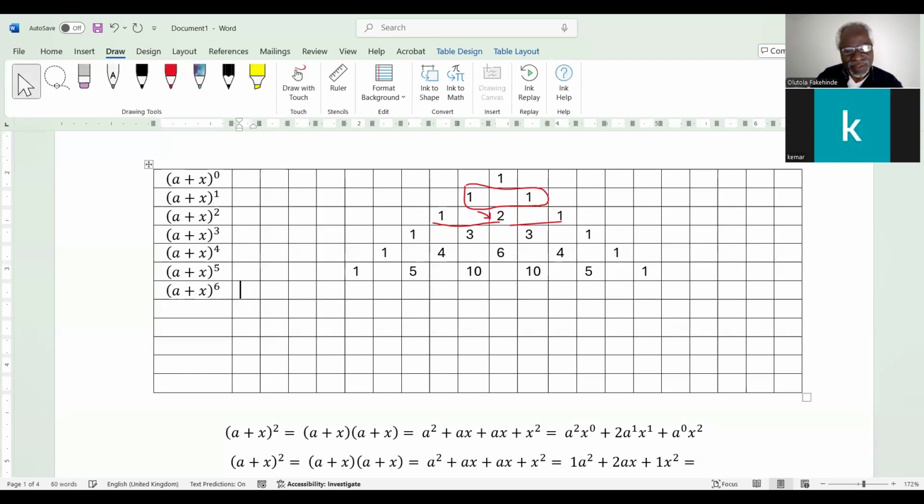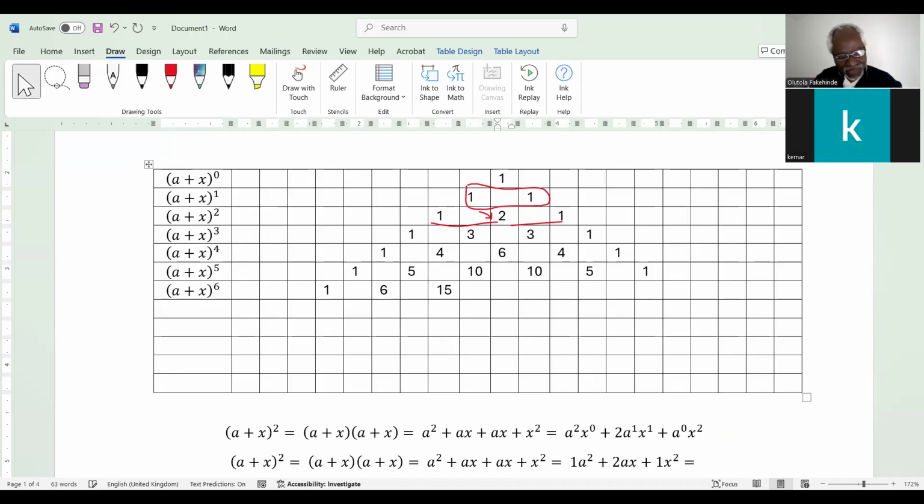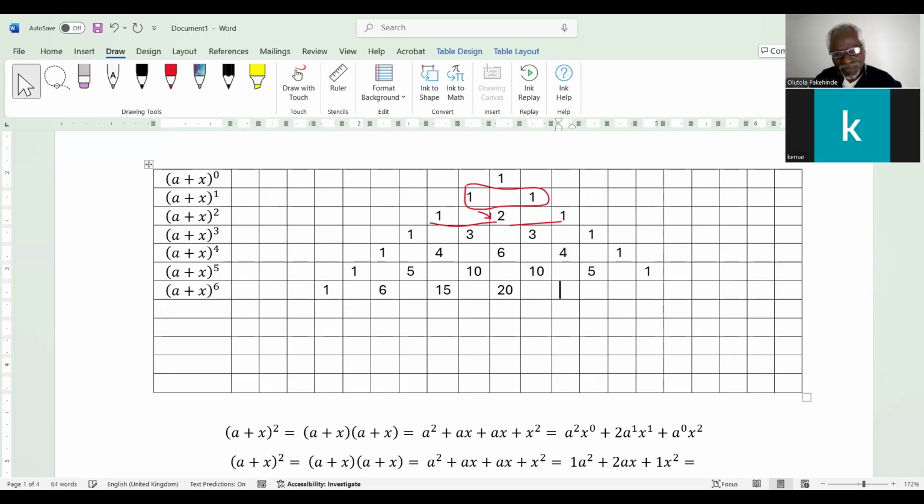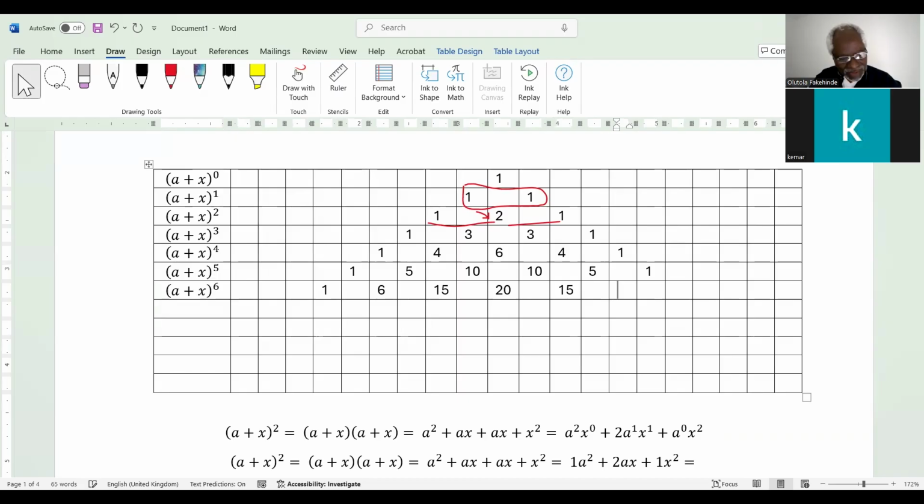Then we're going to start. Remember, we are moving one space from each other. 1, 1. Then 6, 6, 15, 15, 20, 20, 15, 15, 6, 6, and 1. Good. That's it. So let's do another one.